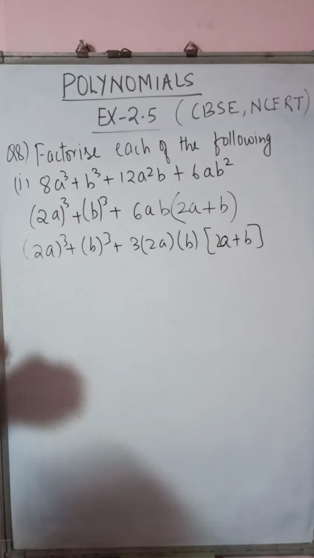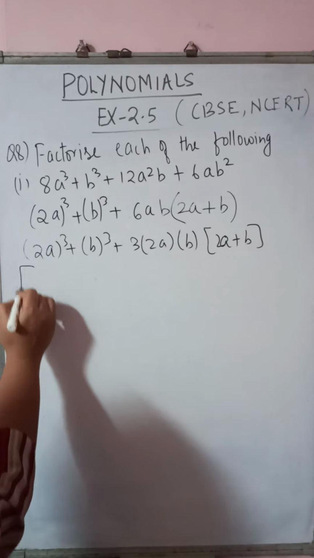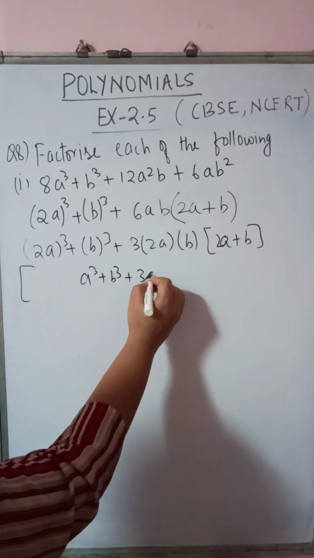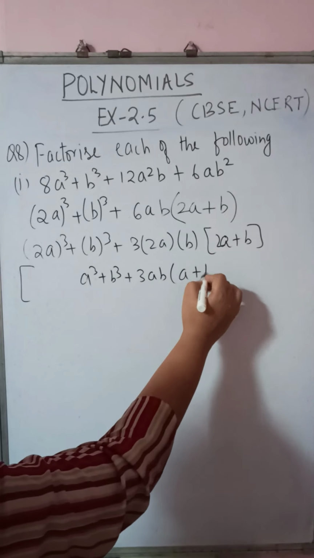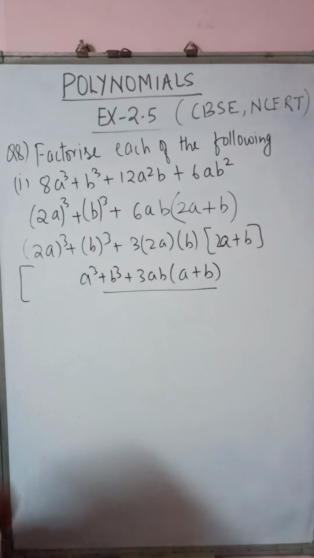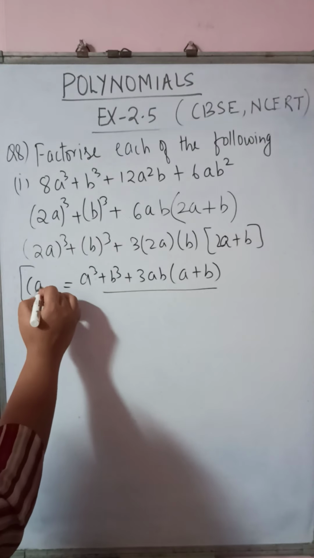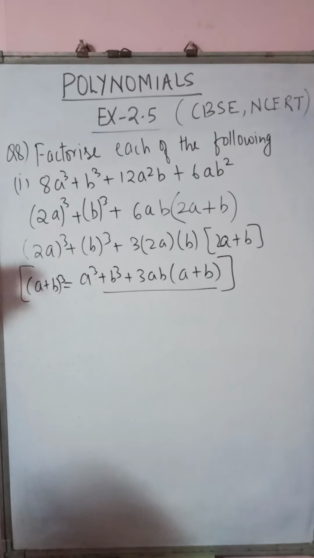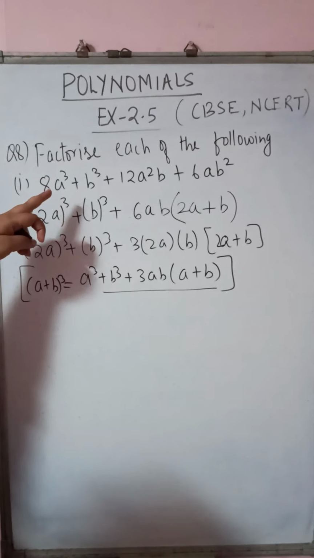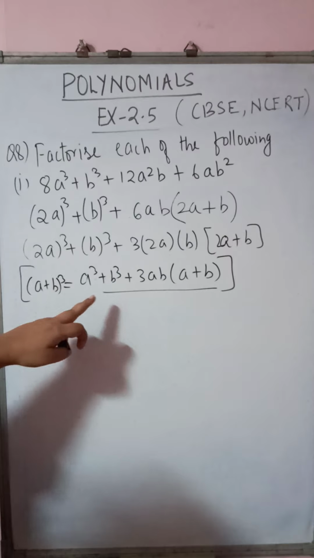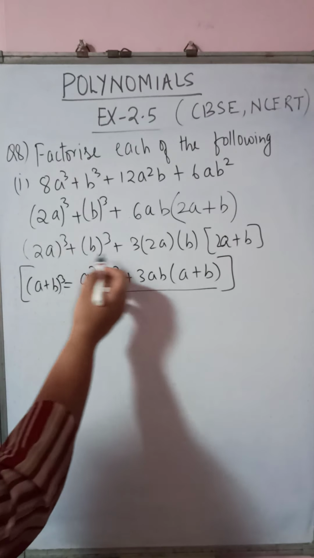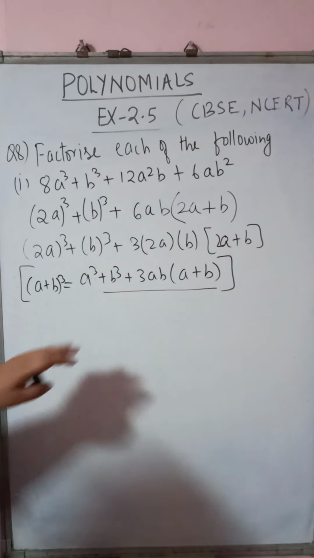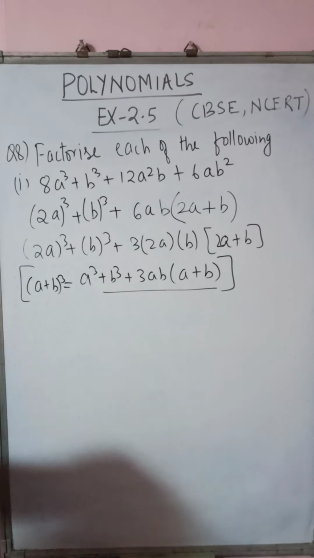Now I'll compare this. This is in the form of an identity, that is a cube plus b cube plus 3ab into a plus b. So this is the expanded form of a plus b the whole cube. So that means you have to factorize. This is given in expanded form and you have to factorize. So by factorization I have converted this question into this form, a cube plus b cube plus 3ab into a plus b. So this is the expanded form of a plus b the whole cube.